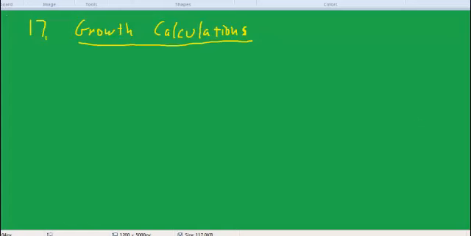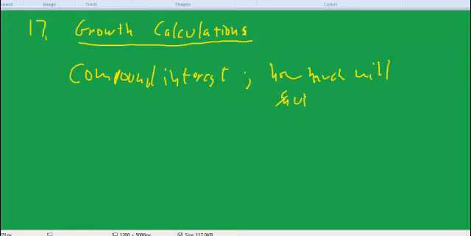Welcome back to Econ. This talk is about growth calculations, and strictly speaking, it's just about math and arithmetic. It really isn't about any economic concepts, but it could apply to things like compound interest. So how much will savings be worth in, let's say, 5 years at 6% interest? That type of question we could answer.